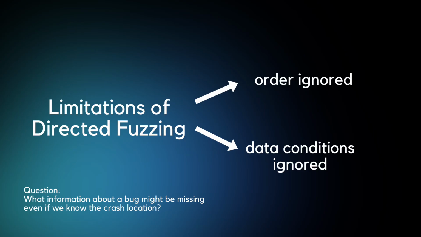Often, the crash only occurs if certain events happen in a specific sequence or if certain input values satisfy particular conditions. Let me ask you another question. What information about a bug might be missing even if we know the crash location? Typically, what's missing is how the program state evolves before reaching that location. We'll jump right into the next few slides and illustrate these two limitations.